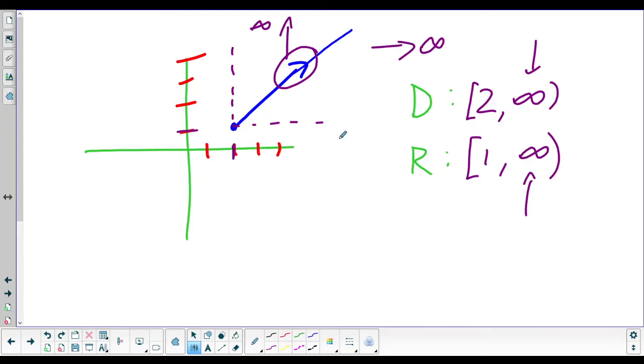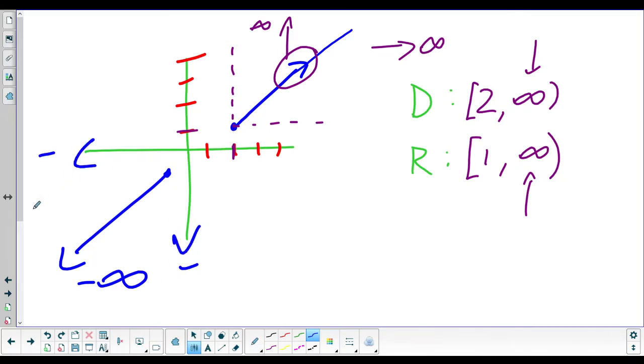Okay. Just so we're 100% clear here, if you had something like this, then you would have negative infinities because it goes down forever, and down is negative. It goes left forever, and left is negative. So that would be negative infinity, and this would be negative infinity. All right. So that's graphs.